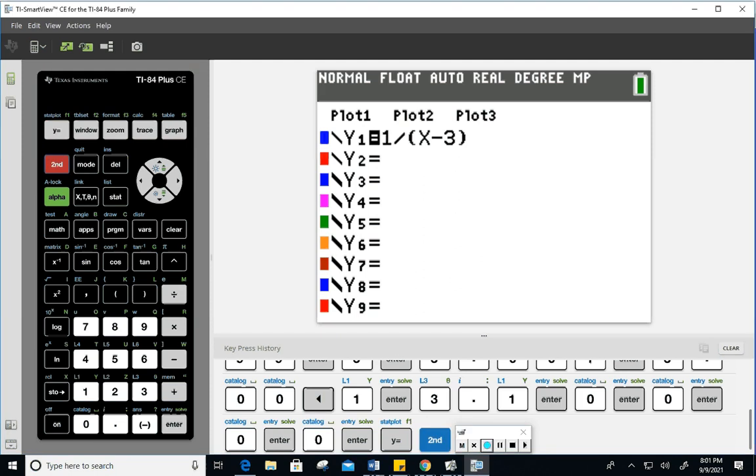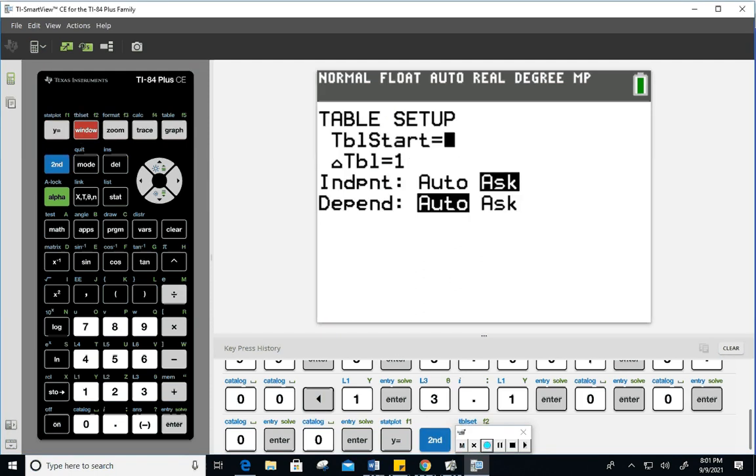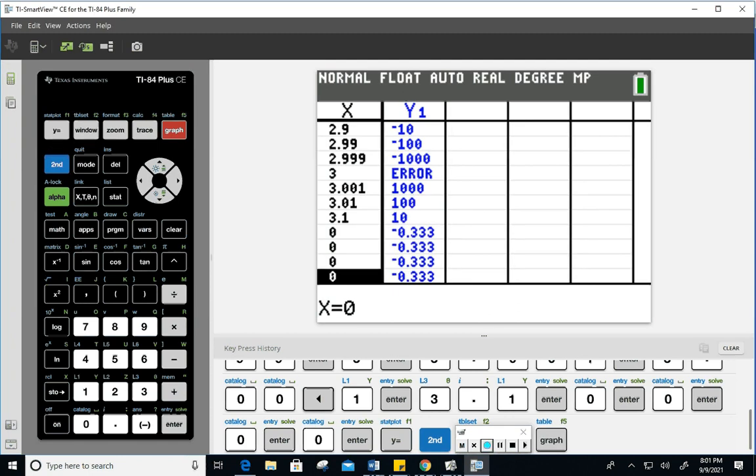Then I am going to set up my table set just like I always do. You can start it anywhere, but you need to make sure your independent variables, your x's, are on ask and your dependents are on auto. When I go to my table, I've already entered the values that were in the table. Notice that on 3, the y-coordinate says error. That means that for 3, the fraction winds up not existing because the denominator zeroes out.